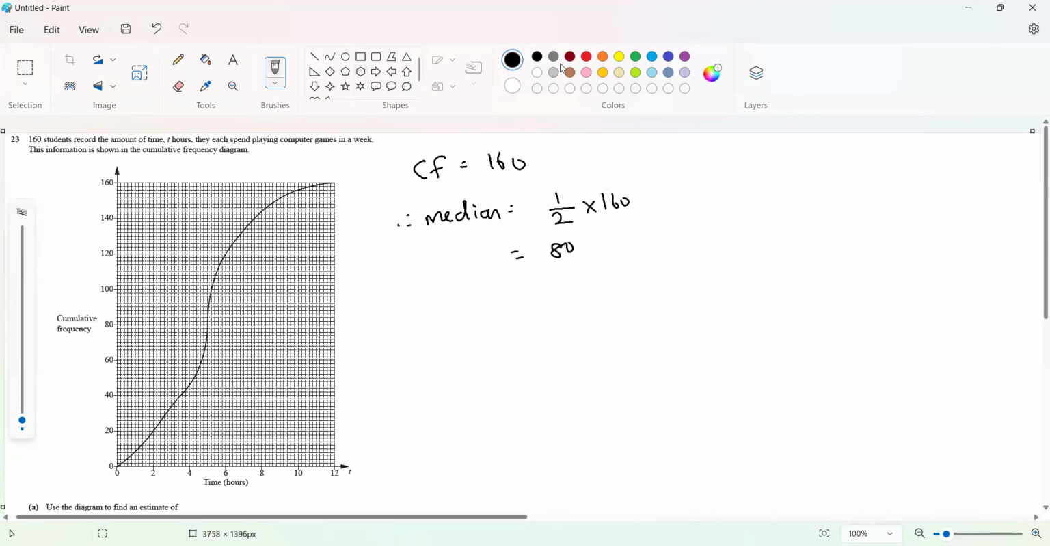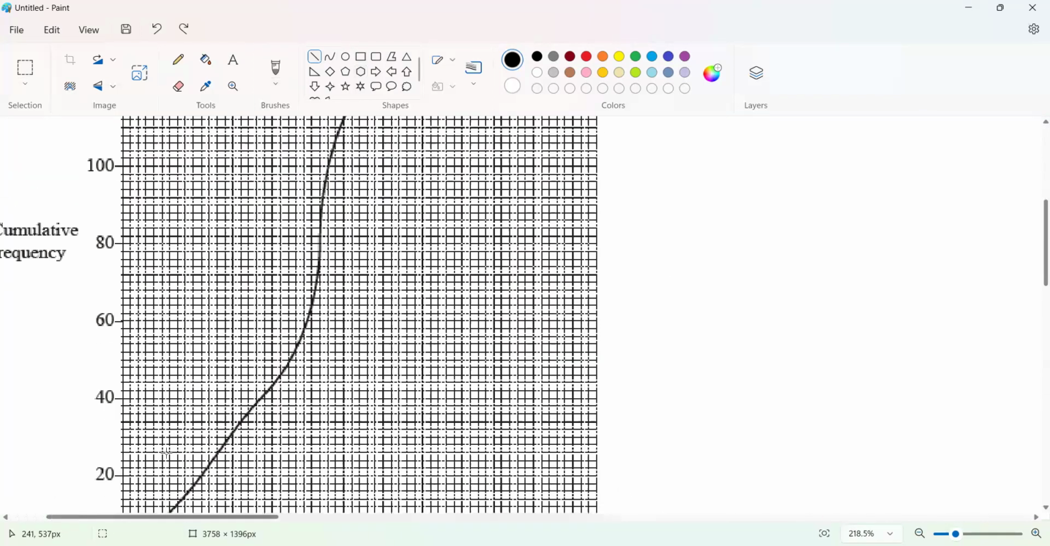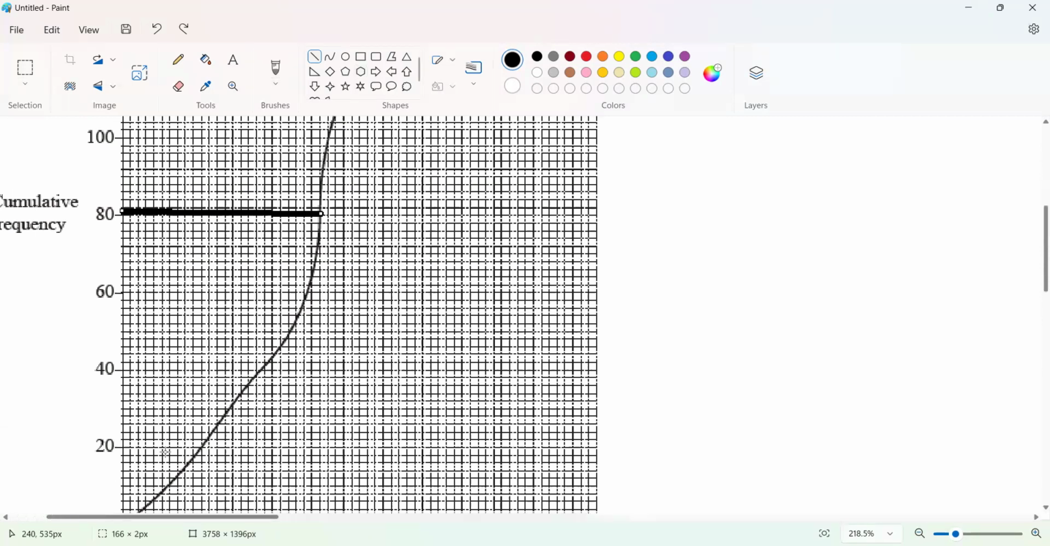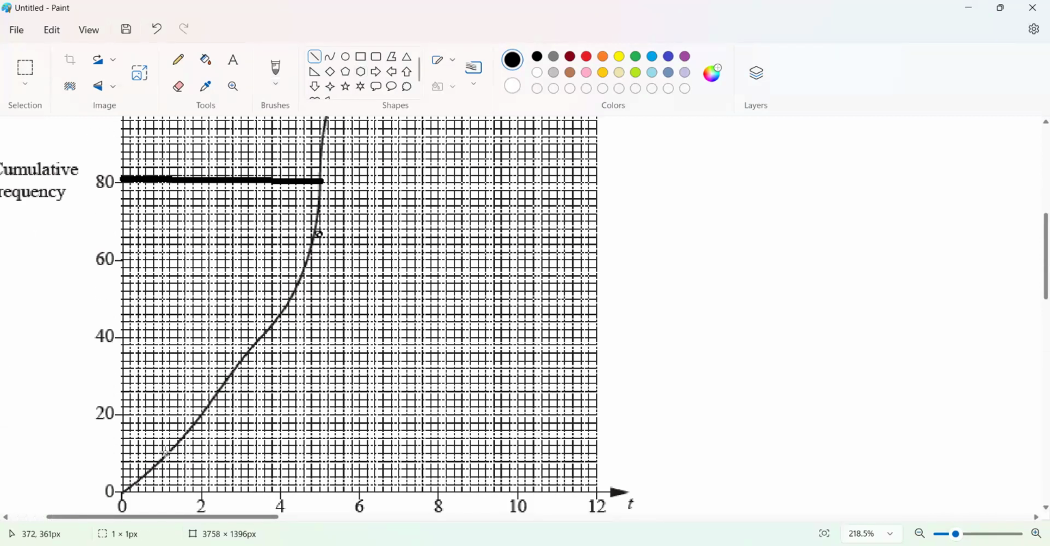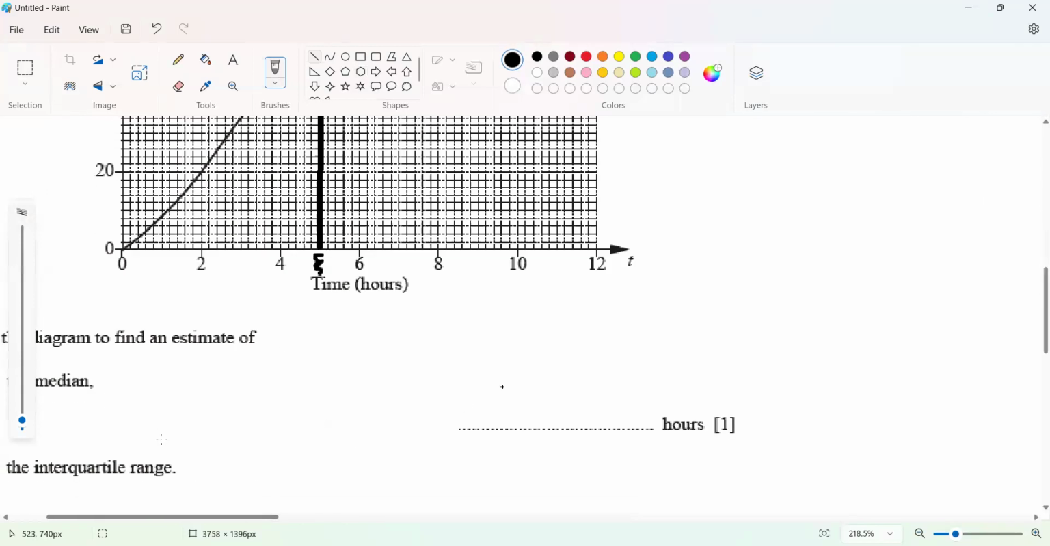So we're going to draw a line from 80 to the curve. So I'm just going to zoom in a little bit. So this is 80. And then it goes down from here. So that is a little bit hard to see. I can't really see it very well, but that should be 5, I think, if not mistaken. So basically your median is 5, right?